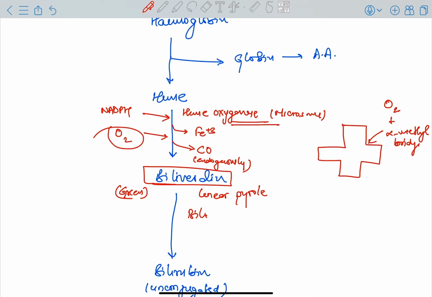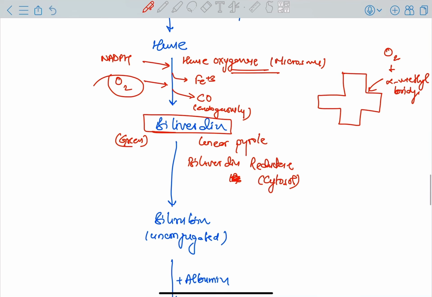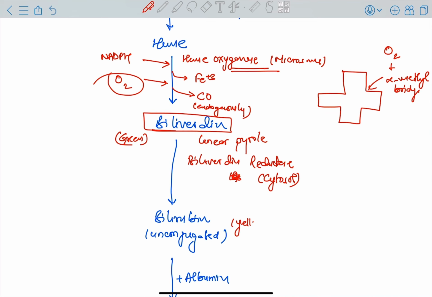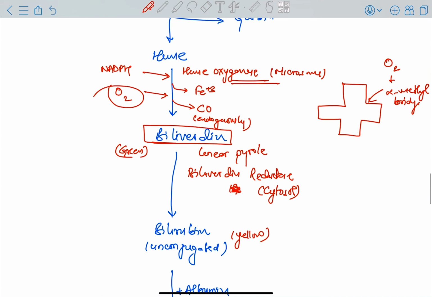On biliverdin acts the biliverdin reductase, which is present in the cytosol. The heme oxygenase was present in the microsome, but biliverdin reductase is present in the cytosol, and it converts biliverdin to yellow-colored unconjugated bilirubin. Basically, here the biliverdin reductase converts the methynyl bridges to methylene bridges.